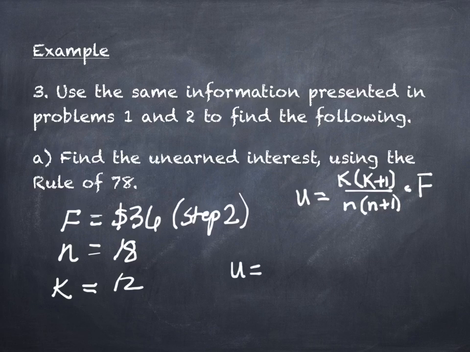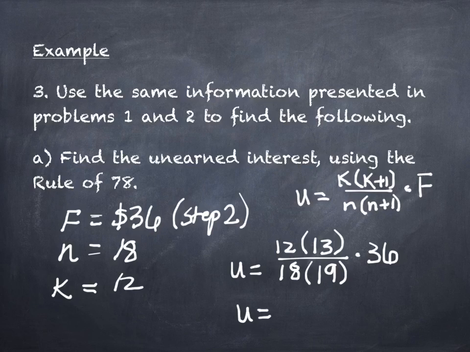All right, so U is found by taking K, which is 12, times K plus 1, which is 13, over N, which is 18, times N plus 1, which is 19, times my finance charge, which was 36. So what is 12 times 13, times 36, if you want to do it all in multiplication first, and then divide by the 18 times 19. Be careful that your calculator really understands you want to divide by the 18 and the 19. Don't divide by 18 and then multiply by 19 inadvertently. Parenthesis issues.